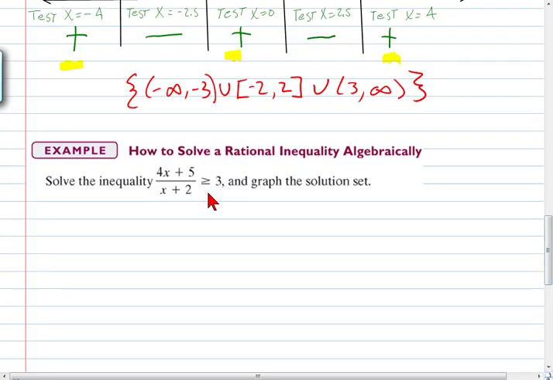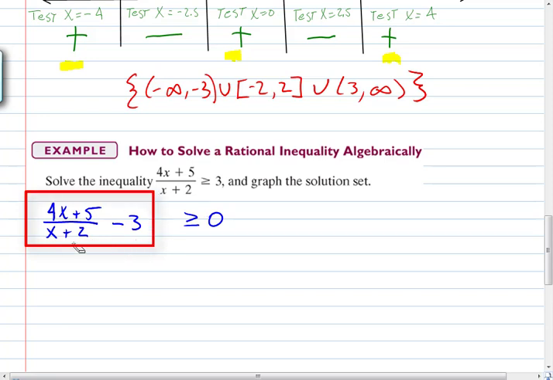What if this isn't a 0 over here? How are we going to handle that? We're going to move it over and make this a 0. So we end up with 4x plus 5 over x plus 2, minus 3, is greater than or equal to 0. You see how I just subtracted 3 from both sides and I got the 0 there.